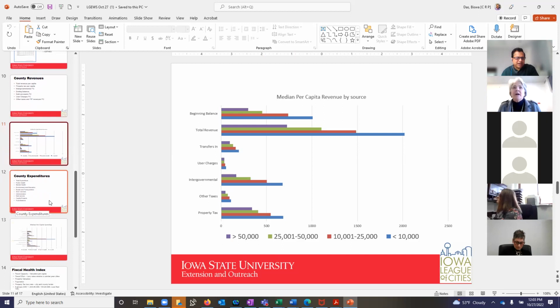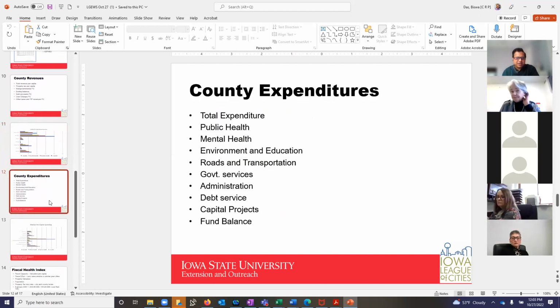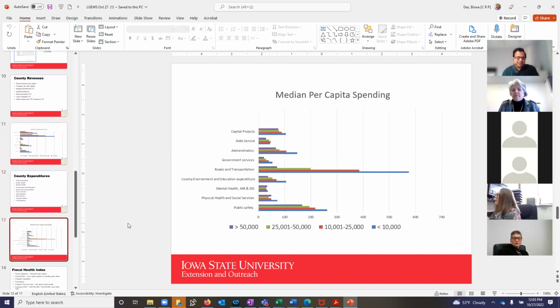Same thing for county expenditures, and I'm going to just skip this one because it follows a similar pattern. We track all of the major expenditure categories for counties, just like the way we do it for the cities. And this one essentially is, once again, breaking the counties into the 4 subgroups that I just talked about and comparing the median per capita spending.